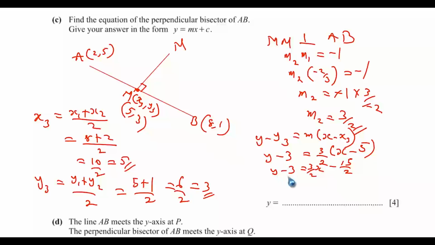Okay, then you need to collect like terms. So that means we're going to have y equals 3 over 2 x, minus 15 over 2, then plus 3. So if you simplify this, you get y equals 3 over 2 x, then minus 9 over 2.